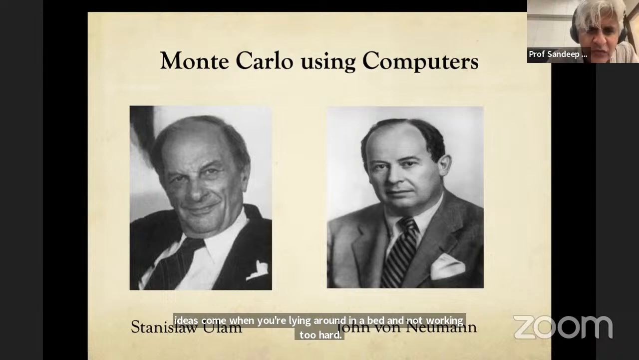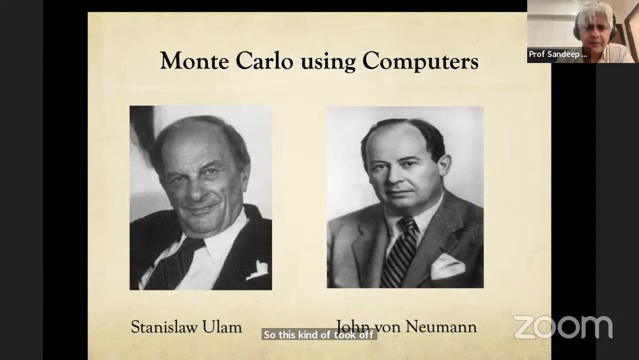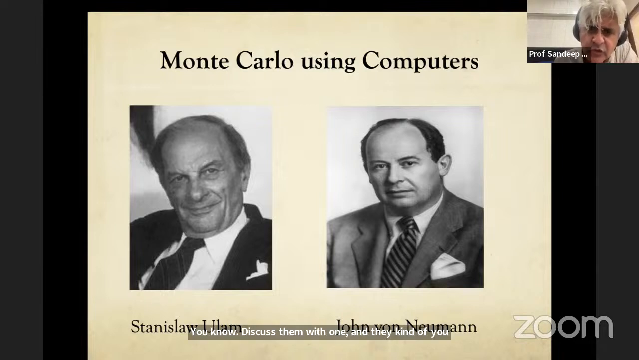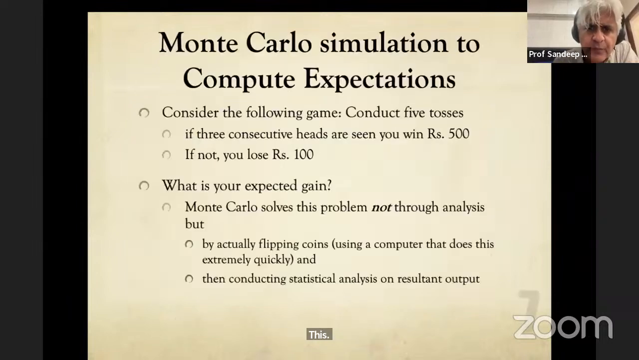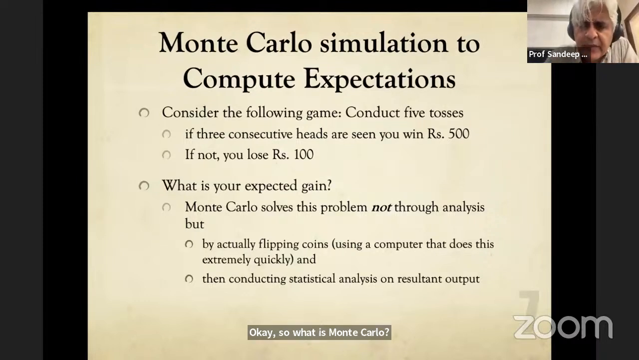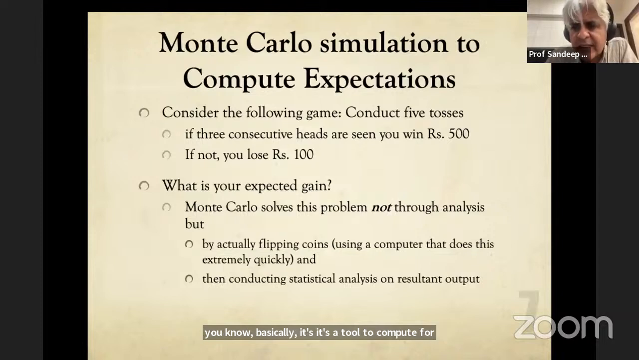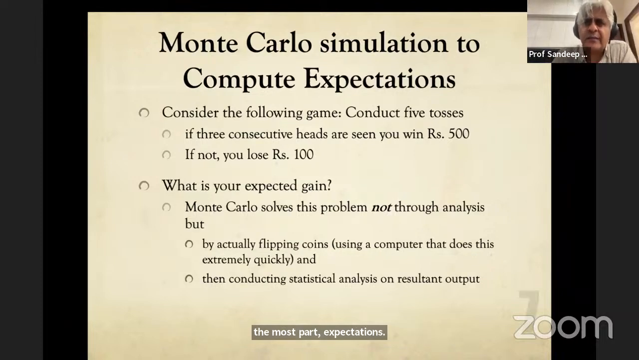So this kind of took off as a field. He discussed them with von Neumann, and they were trying to solve for these massive integrals in their design of neutron bombs. And this was for doing calculations. Okay, so what is Monte Carlo simulation? Basically it's a tool to compute, for the most part, expectations or integrals. You don't need to know these things. Expectations, we have an idea, it means some kind of a mean.